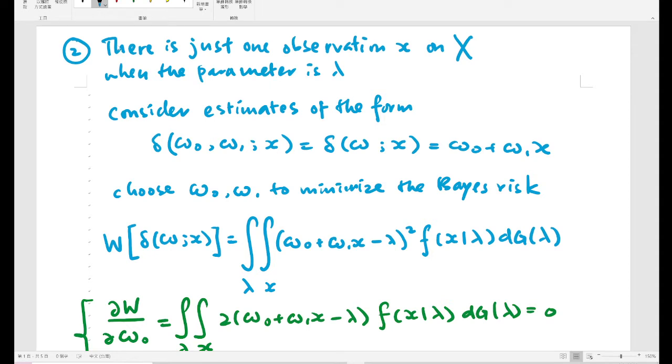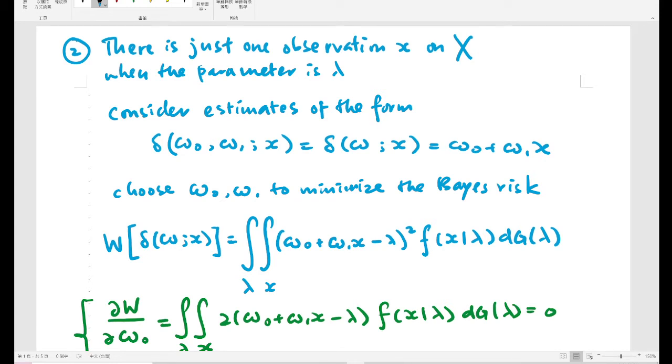To make it simple, we have only one observation x, and the corresponding parameter of interest is lambda. In this linear decision rule, we have two constants to be estimated, omega 0 and omega 1. We will choose omega 0 and omega 1 to minimize the Bayes risk.